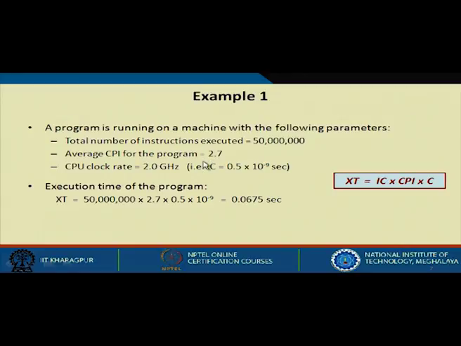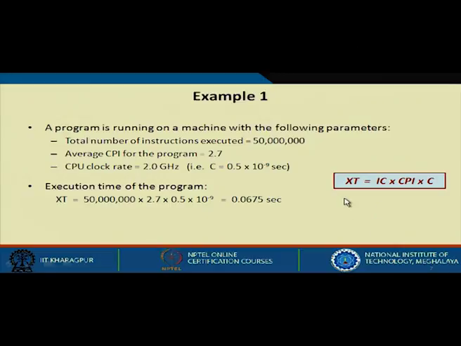So, what is the average CPI? Taking into account the different CPIs for these 50 million instructions, we get a CPI of 2.7. And what is the CPU clock rate? We are giving you the clock rate, that is the frequency. From the frequency you can find the time period C, which is 1 divided by 2 into 10 to the power 9. So, that comes down to 0.5 into 10 to the power minus 9 second.